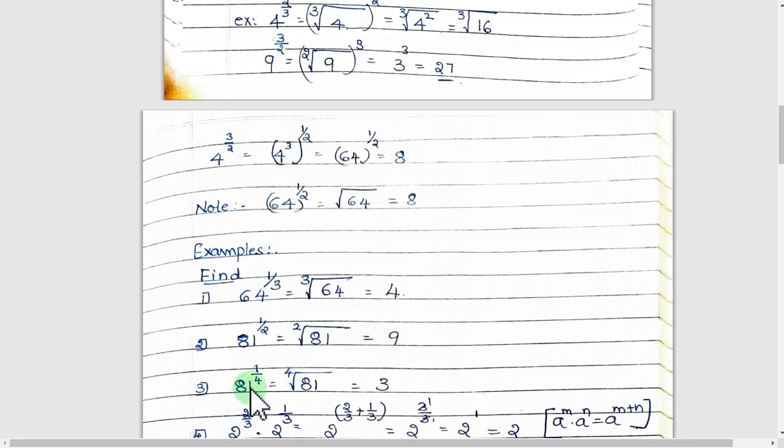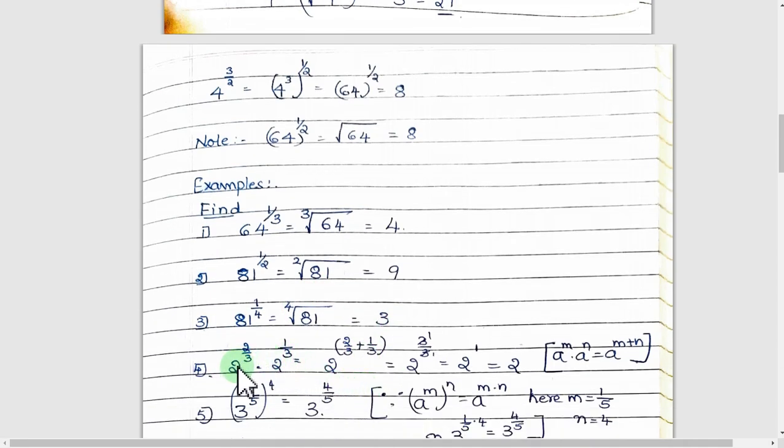So 81 to the power of 1 by 4 means the fourth root of 81. This says how many times you have to multiply the number to get this number. So 4 times you have to multiply one number to get 81, that is 3. 3 3s are 9, 9 3s are 27, 27 3s are 81. Same number multiplied 4 times gives 81, so the fourth root of 81 is 3.